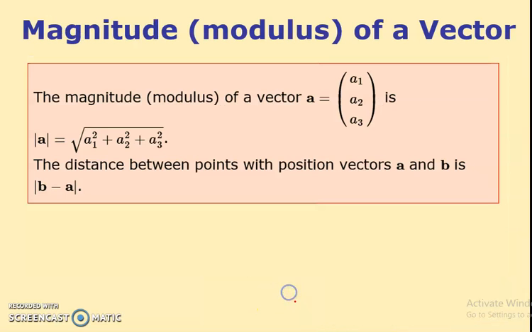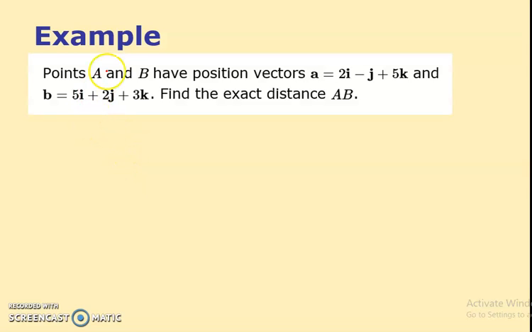Perfect. All perfectly good. Now remember, the modulus is another name for the magnitude of a vector. Pythagoras, effectively. We see it loads. Here's my question. A and B have these position vectors. Well, first of all, we'll find AB. If I want to know the exact distance from A to B, we will find AB. And you always do B minus A.